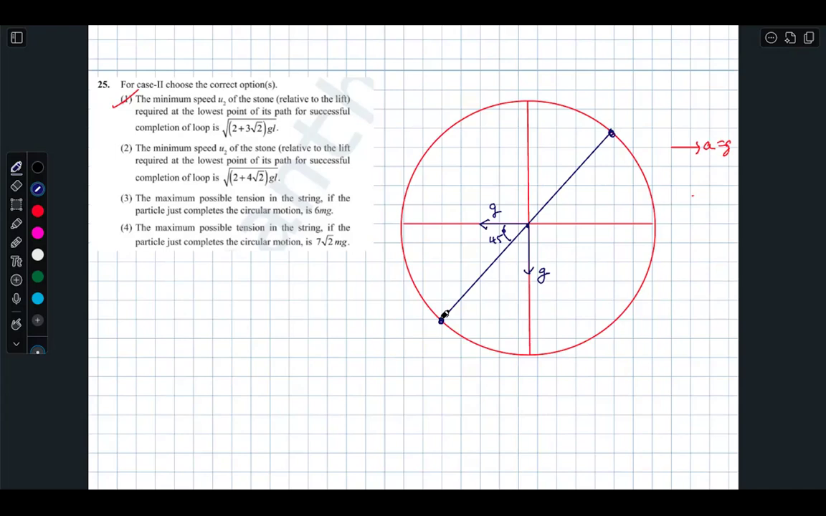Right? Any doubt? Okay, fine. Where does the minimum speed point come? Here comes the minimum speed. The minimum speed u2 of the stone relative to the lift required at the lowest point of the path for successful completion of the loop is what he is asking here. The lowest point means this, here.